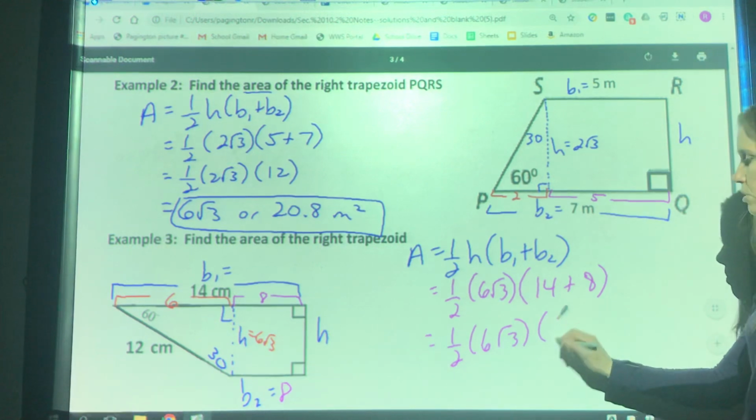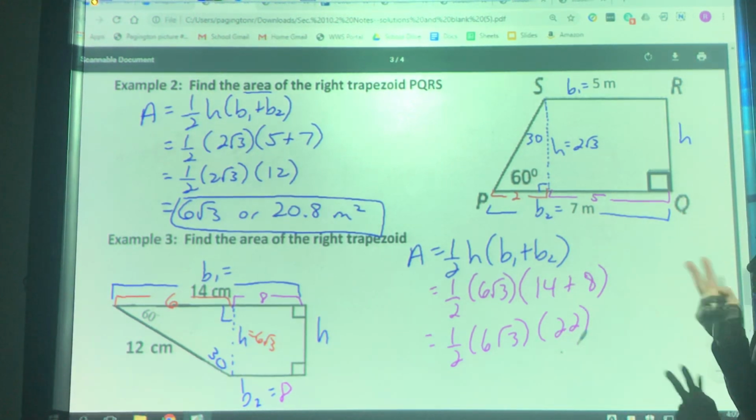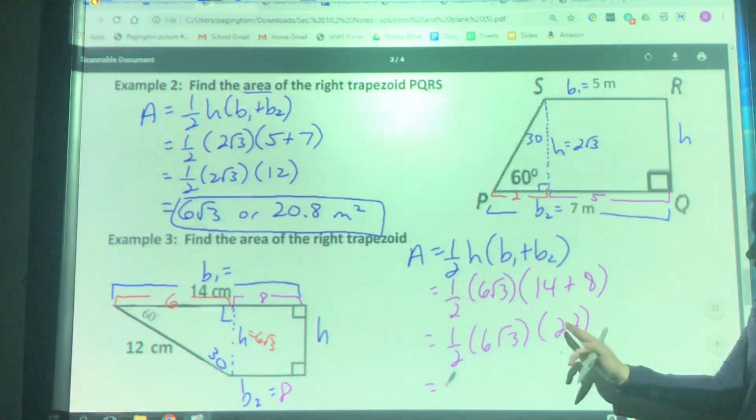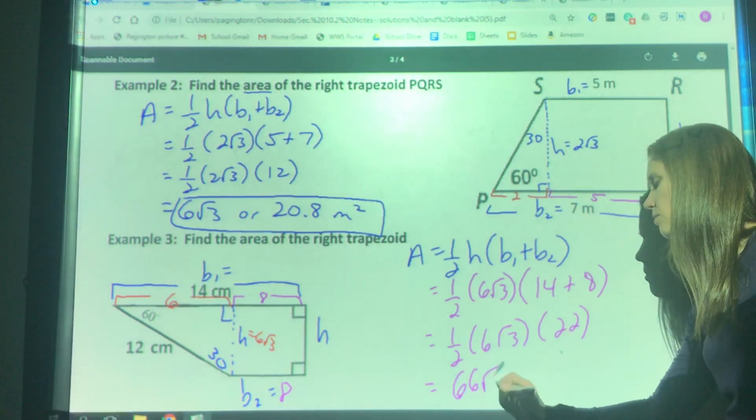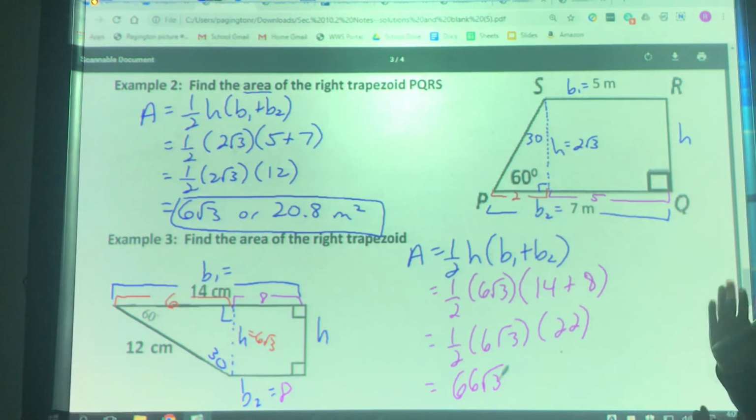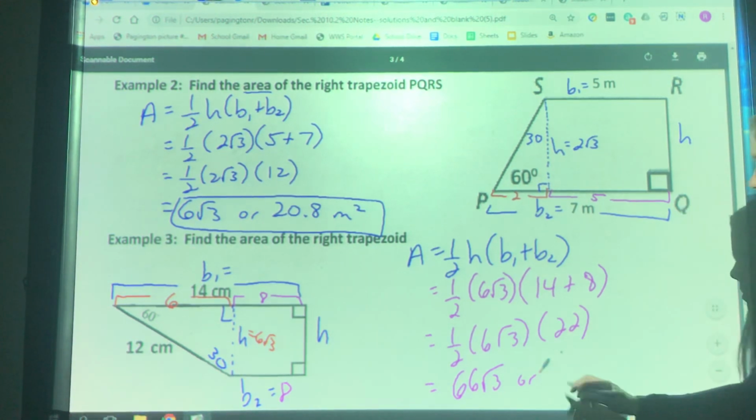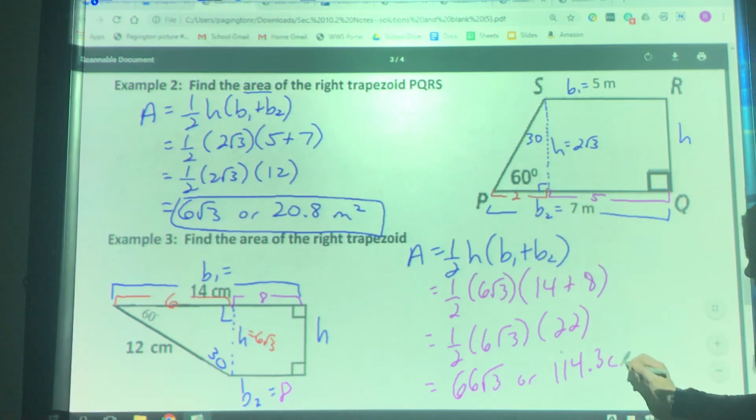And that gives me 22. Again, I didn't specify how to leave my answer, so I'm going to leave it in exact form and decimal form. So exact form, I could go 0.5 times 6 times 22, which would give me 66 square root of 3. If I go ahead and multiply 66 times square root of 3, in case I do want it in decimal form, round it to the nearest tenth would be 114.3, and that would be centimeters squared.